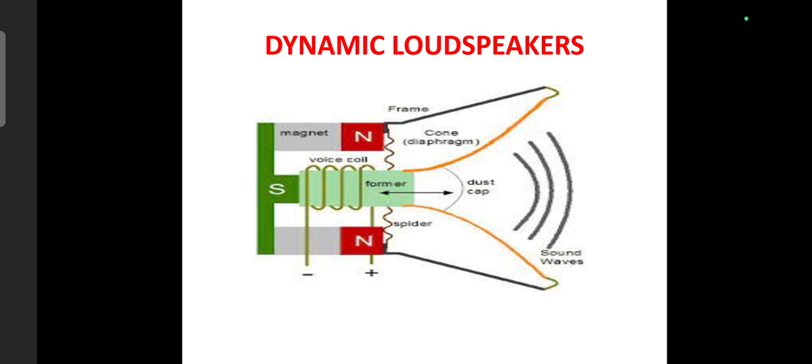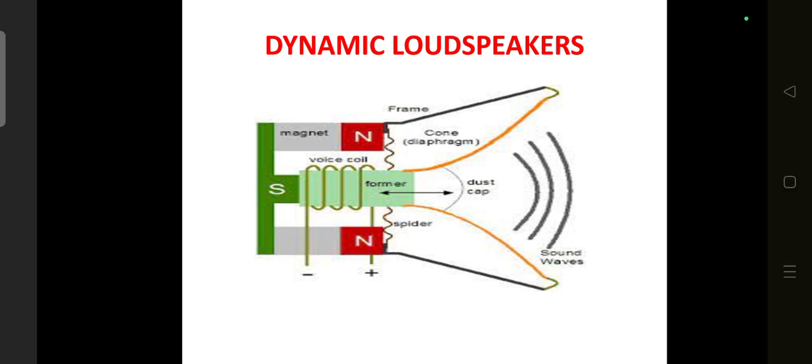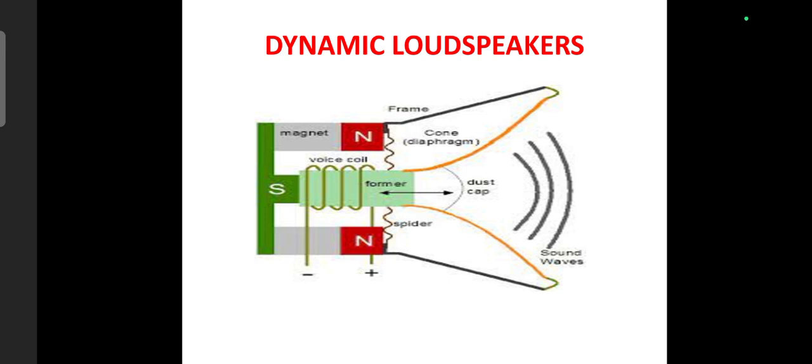So, the dynamic loudspeakers are the most widely used type of loudspeakers today. This is one of the types of loudspeaker. Their operation is based on electromagnetic induction.